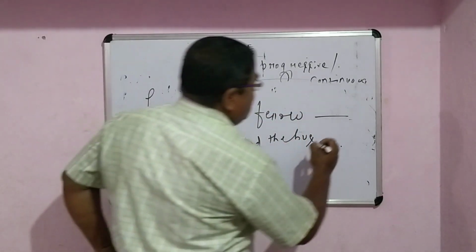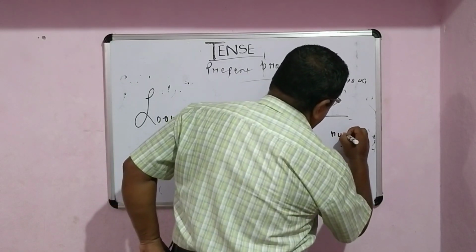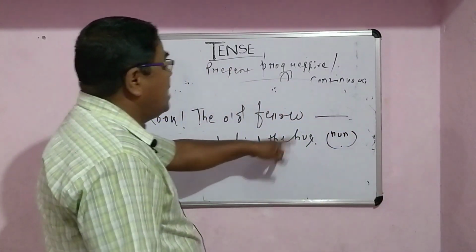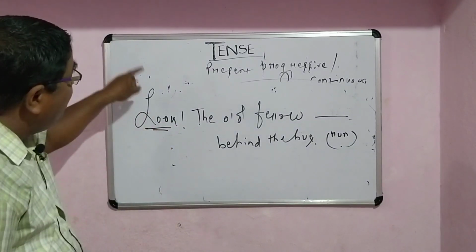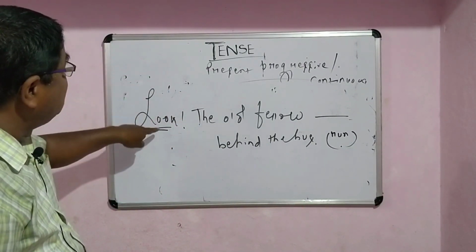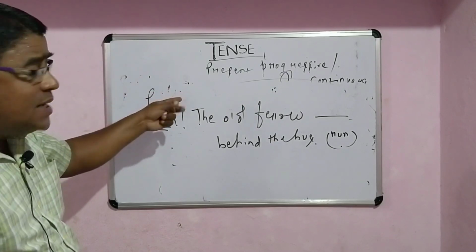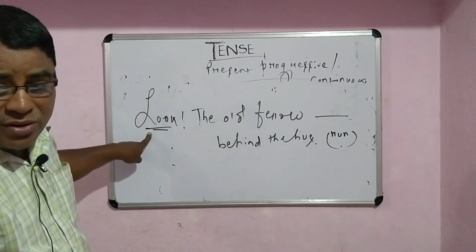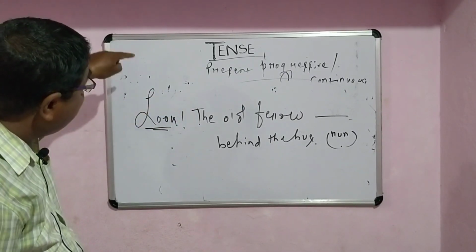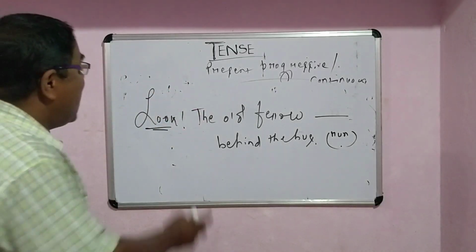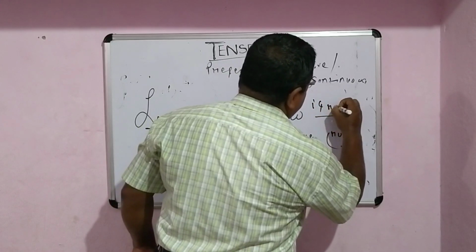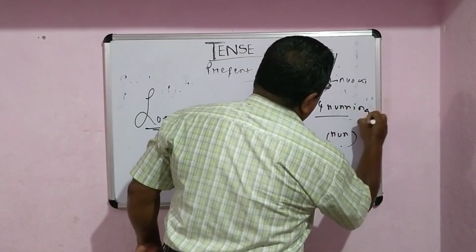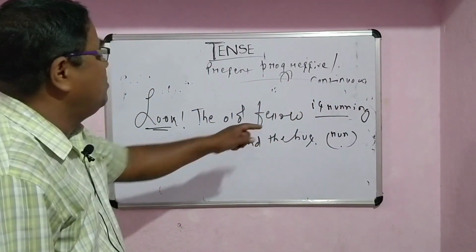Suppose the question is look. So what will be the answer? Remember, the sentence begins with look. So when the sentence begins with look, remember that somebody's attention is being drawn. Somebody's attention is being drawn means something is going on. As something is going on, we have to use present progressive. The answer is running. Look, the old fellow is running behind the bus.